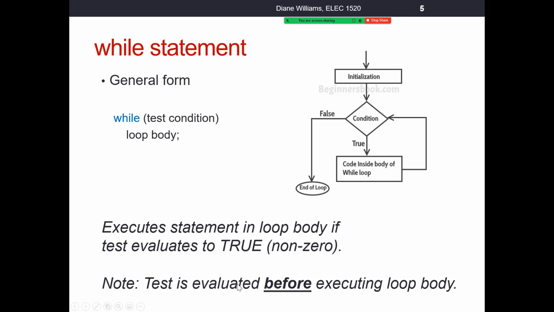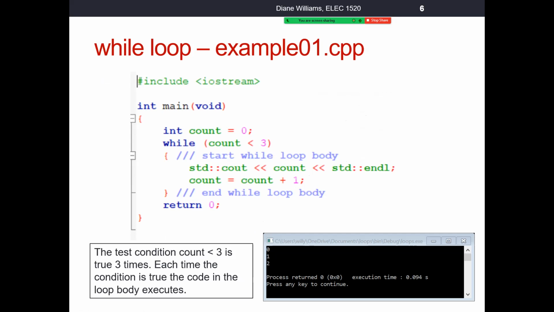The important thing about a while loop is that the test is evaluated before executing the loop body, and that's what this flow chart shows. The test condition is executed before executing the loop body. That'll become important when we talk about do while loops. They execute the loop body and then perform the test. So while and for loops will always execute the test condition first before executing the statements in the body of the loop.